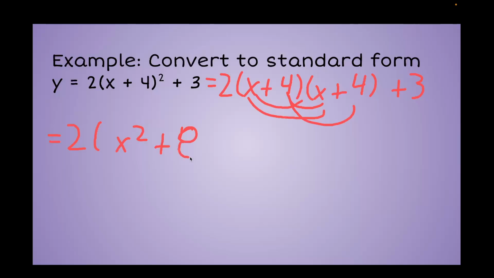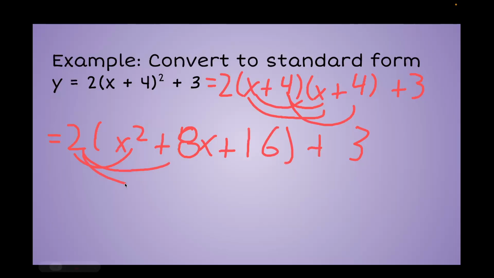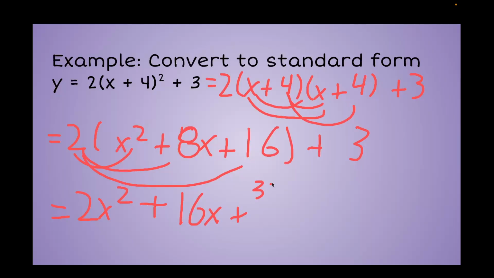It's 8x plus 16 plus 3. And then we have to distribute again. We have to do bop, bop, bop. 2x squared plus 16x plus, it's then going to be 32. And then there's also the plus 3. So combine like terms. I'm skipping steps.